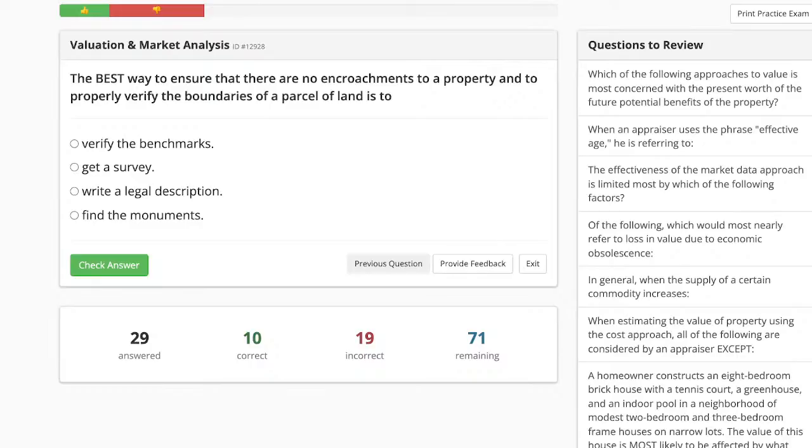Crime in the neighborhood. Airport nearby. Yeah, when COVID hit.